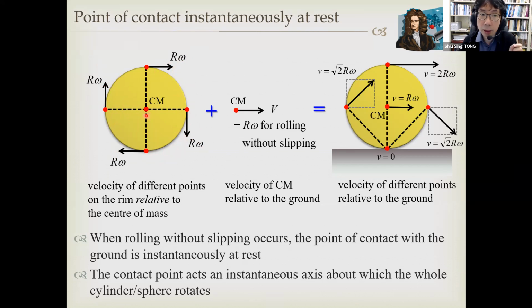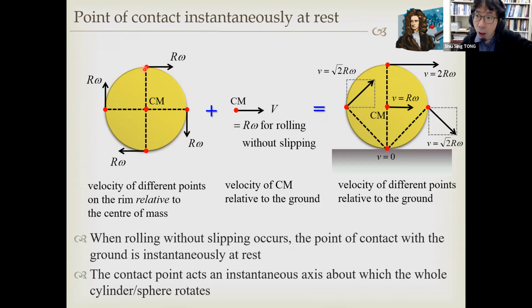Now consider this motion is now added to the translational velocity to the right. For the translational velocity, all the particles carry this velocity to the right. So if you combine the two motions, then the red points on the rim of the circle will carry a velocity equal to the vector sum of the rotational velocity and the translational velocity. But the rotational velocity has different directions at different points on the rim of the circle.